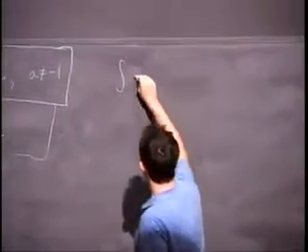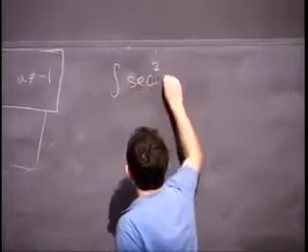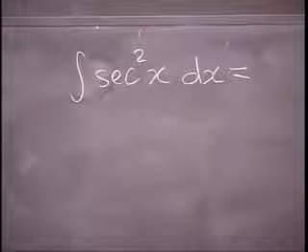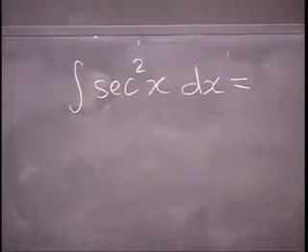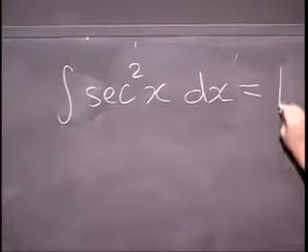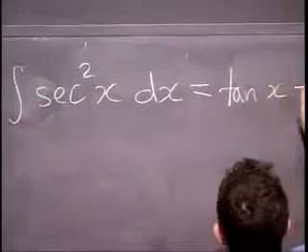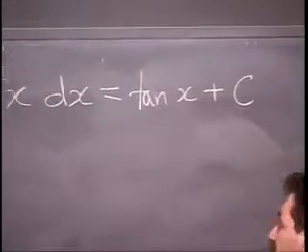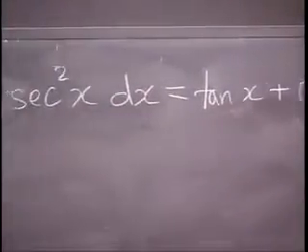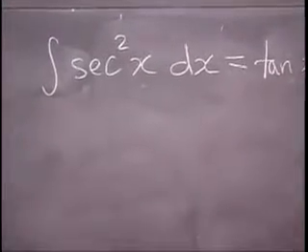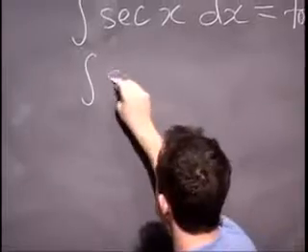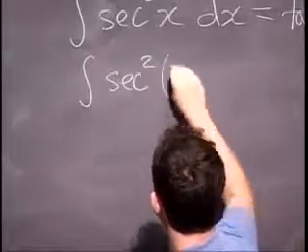Suppose you want to find this. Well, this is in the table, but without even thinking about it, what function has a derivative of secant squared? Tan x. Okay, so that's just on the table, and it's, as I say, derivative of tan is secant squared, so this integral of secant squared must be tan x. Now, what if I change this to secant squared 7x?